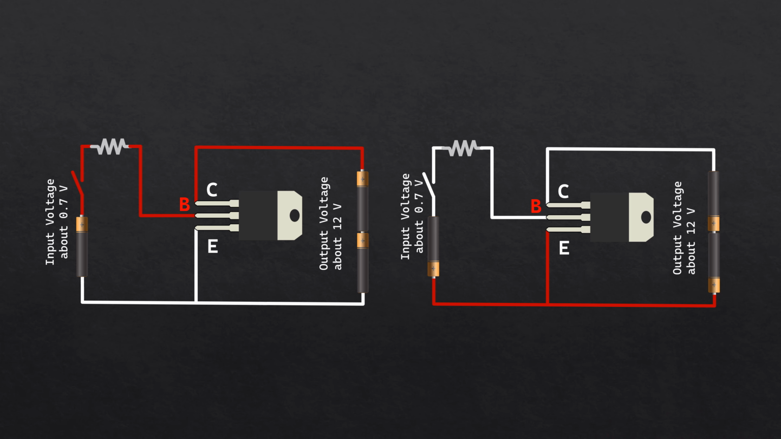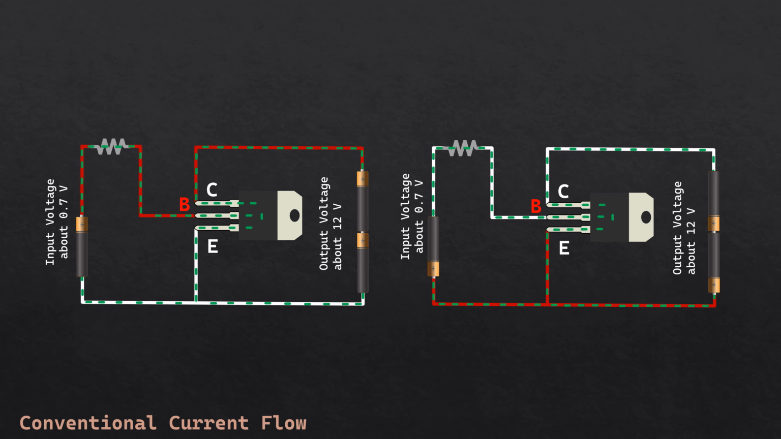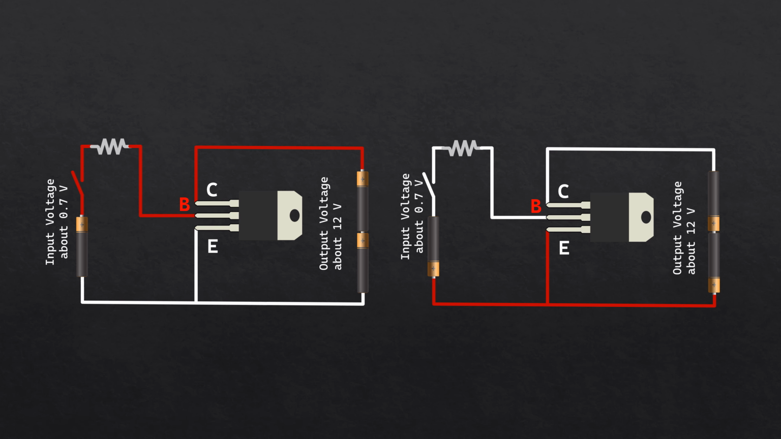This is a transistor. We use 0.7 volts as the transistor input, and the output load of about 12 volts is connected to the output, that is, collector and emitter. Now turning on the input voltage will turn on the output, and turning off the input voltage will turn off the output. So the transistor is working like a switch.